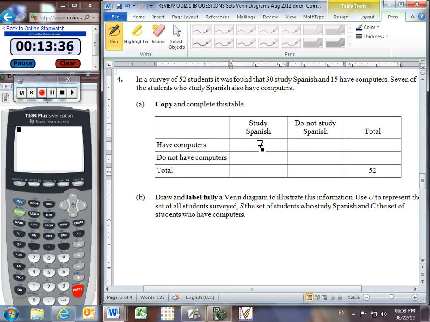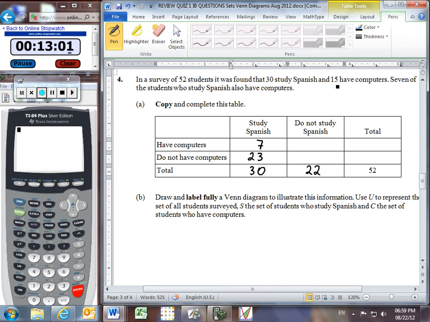There's a total of 30 who study Spanish. So that's the total Spanish studiers, 30. And if we've used 7 of them who do have computers, how many are left who do not? That must be the other 23. Now then, if we've got a total of 52 students who study Spanish, that must mean that there's 22 who do not study Spanish.